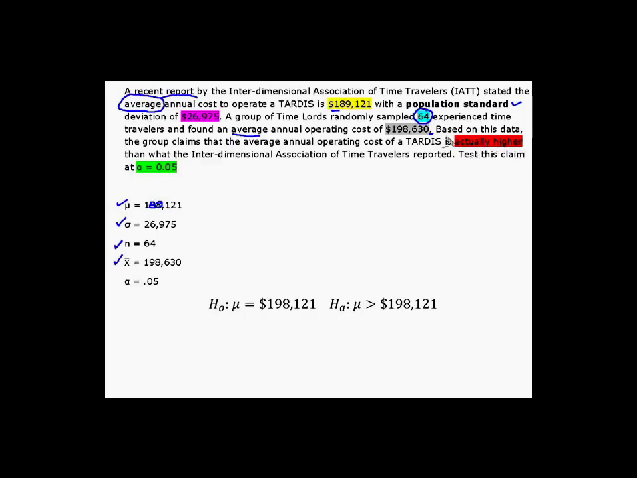I'm going to come back to this. I had an alpha equal to 0.05. And what I used this in red for was to determine the sign of my alternative hypothesis. Remember, I know that my hypotheses statements are always going to look like a pair.